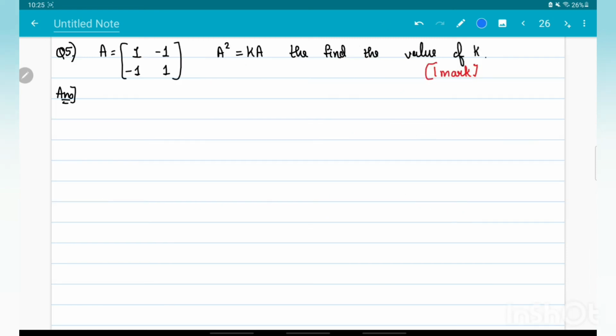Now let us take one more previous year question. Now they have given us a matrix A, and in the question it says that A square is equal to some constant K into matrix A, and we are supposed to find the value of that constant K. Okay, so first let us find the value of A square. Now A square is nothing but A into A. So we are going to multiply both of these matrices, that is A into A.